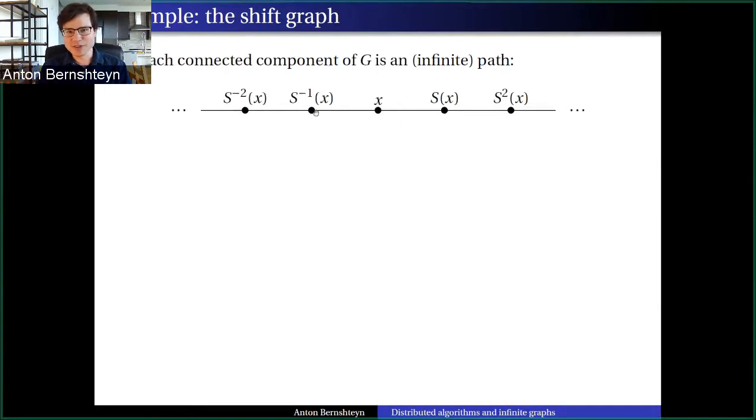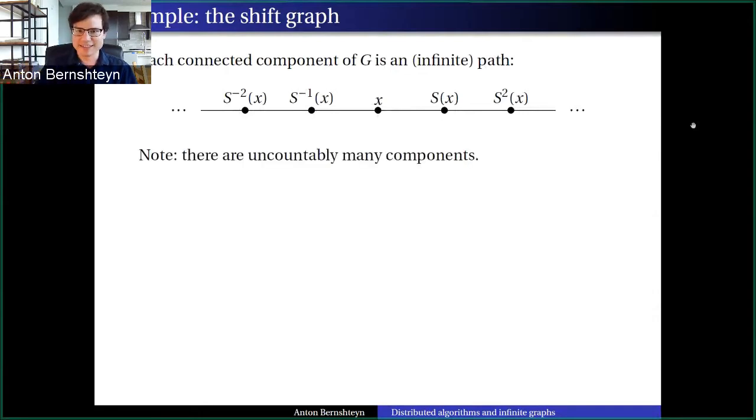Okay. So again, this is what I just said. Each connected component of my graph looks like this. Like a vertex X, this is what this connected component looks like. It's an infinite path, and it's infinite in both directions. In particular, I should point out that this graph is definitely disconnected. This graph has uncountably many vertices, because there are uncountably many sequences of zeros and ones. But every connected component is countable. It's a path. So there are really uncountably many components.